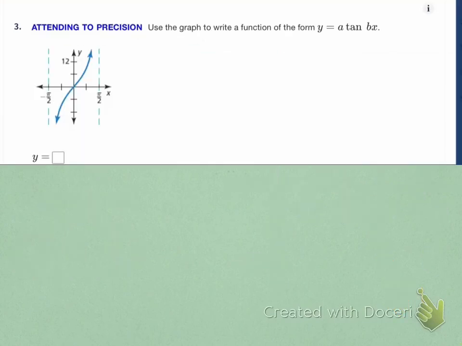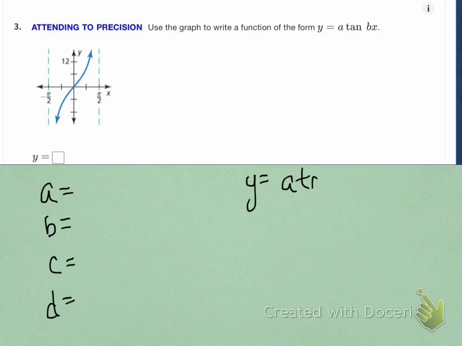All right, hang in there. I got one more problem for you. Let's take a look at this one. Use the graph to write a function in the form y equals a tangent bx. All right, so what do you need to know? You need to know your a value. You need to know your b value, your c, and your d. And once you have that, what do you do? You go plug into the function y equals a tangent b x minus c plus d. Once you have all the letters, it's a matter of plugging it in.